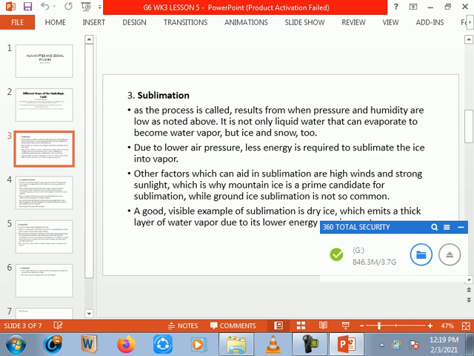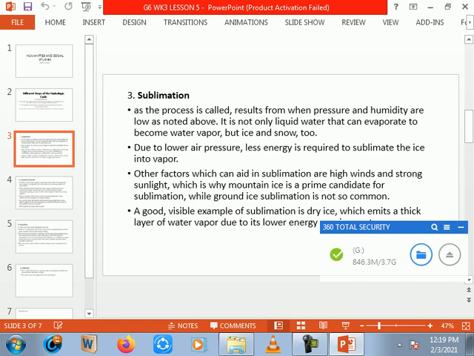Now, step number 3 is about sublimation. As the process is called, it results from when pressure and humidity are low, as noted in that picture that we are looking at, the hydrological cycle. It is not only liquid water that can evaporate to become water vapor, but ice and snow too.